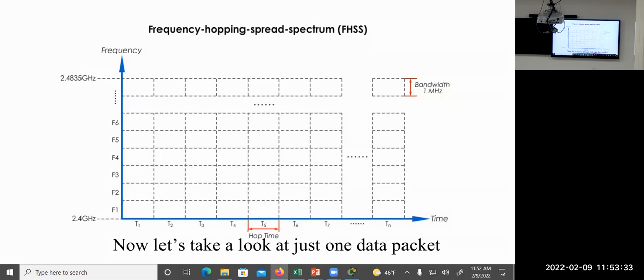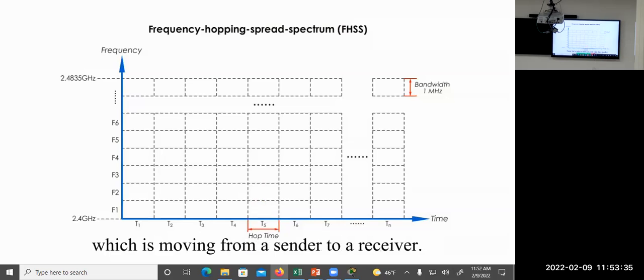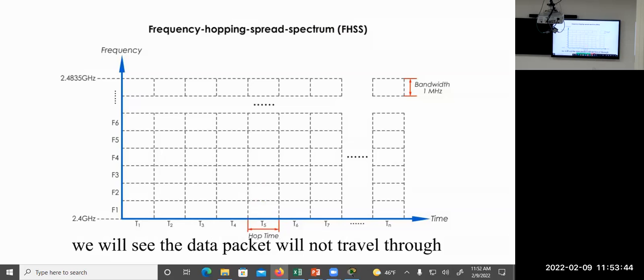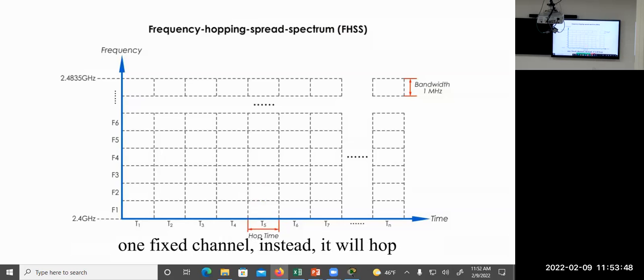Now, let's take a look at just one data packet, which is moving from a sender to a receiver. During a certain time period, we will see the data packet will not travel through one fixed channel. Instead, it will hop up and down to multiple different channels. It's much like a monkey jumping from one tree branch to another in a jungle.